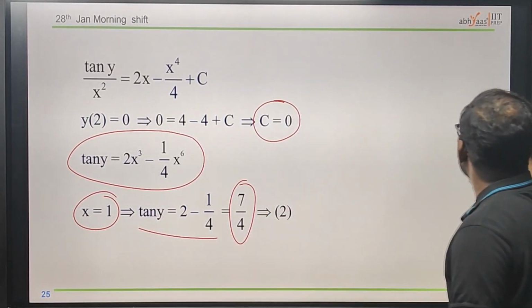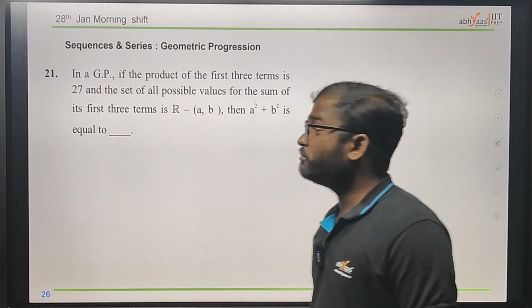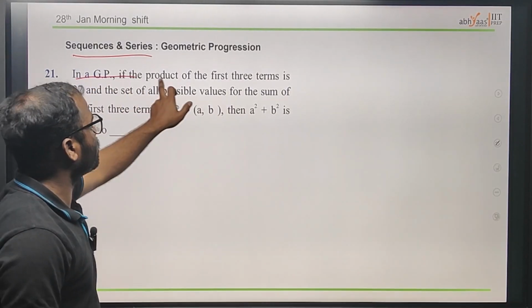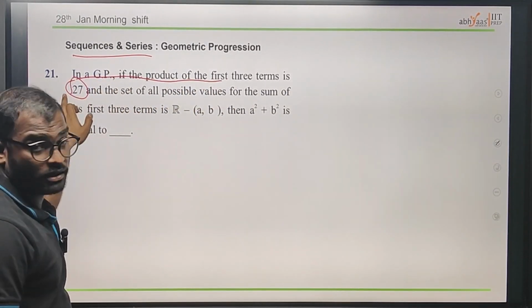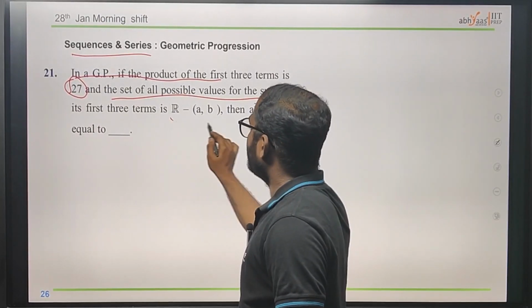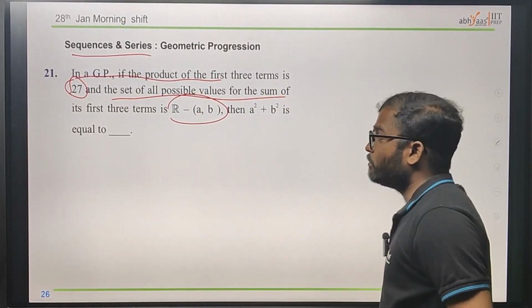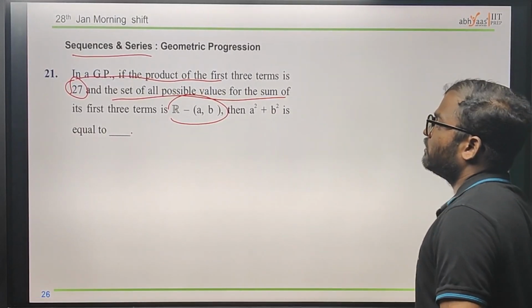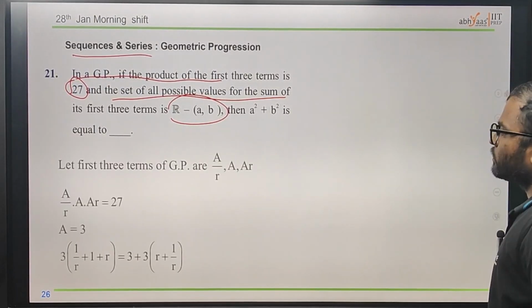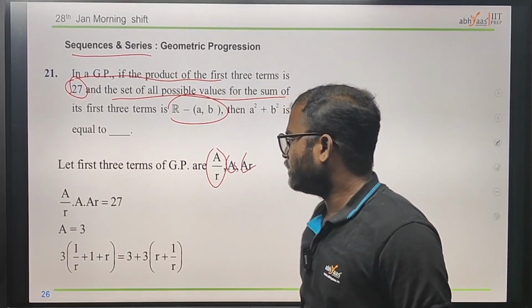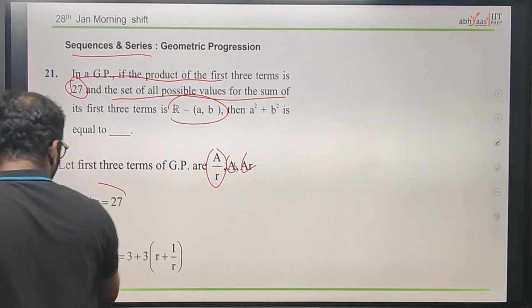Next, on the basis of Section B, we have sequence and series. In the GP, the product of the first 3 terms is 27, and the set of all possible values of the sum of the first 3 terms is the real numbers but removing the interval a comma b. We need to find what is being removed from the real numbers. Let the first 3 terms be a by r, a and ar, then multiplying those 3 we will get 27.